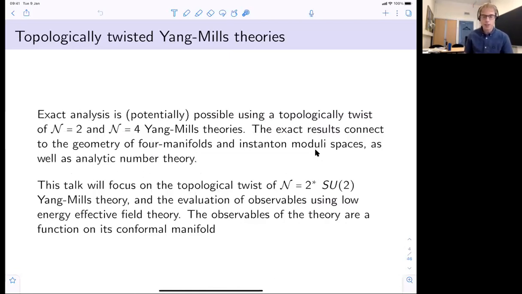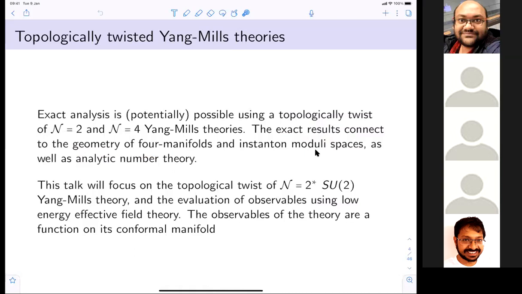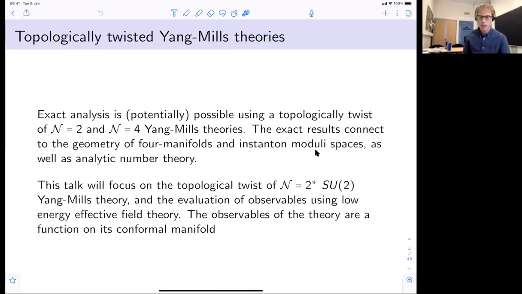So as I was saying, the exact analysis is possible in a topologically twisted theory. I will discuss it in more detail a bit later, but these are in particular the N=2 and the N=4 Yang-Mills theories. And in these cases, we find that the exact results do connect to the geometry of four-manifolds and the geometry of instanton moduli spaces, as well as analytic number theory. So it's in that sense also an interesting subject, since it connects to many subjects in mathematics. And we can use input from those subjects also for physics.